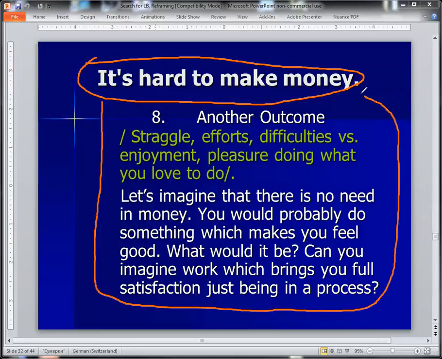Yeah. So for example, if someone thinks that it's hard to make money, what do they have? Hard to make money means struggle, means effort, means difficulties. Yeah, it means lots of different things related to hard, struggle, efforts, difficulties. And if we would like to use another outcome, we could make an attempt to focus our client on totally different things.